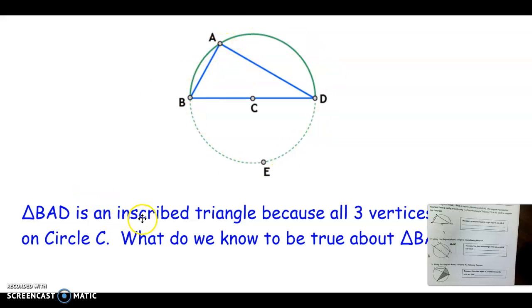So it's called inscribed because all three of its vertices are on the circle. So in order for a polygon to be inscribed in a circle, it has to have all of its vertices on the circle. We are going to learn, what do we notice to be true about this triangle as a result of it being inscribed?